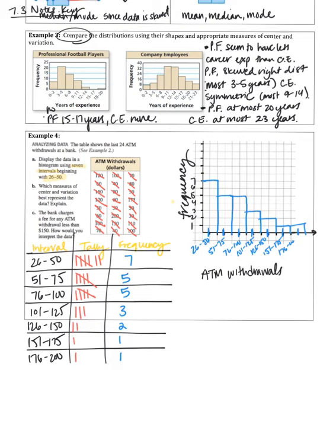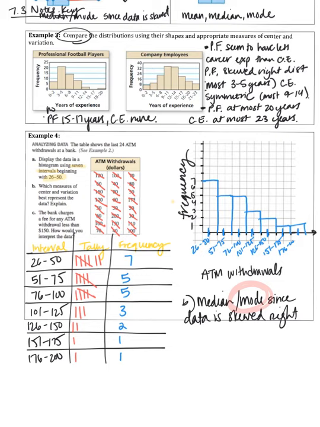Part B says, which measure of center, not variation, we haven't learned that yet, would be best to represent the data? And the answer here would be either the median or the mode. Since the data is skewed right, either is correct for mathematical purposes, but for contextual purposes, I'm not really sure why we would care about the median number of ATM withdrawals.